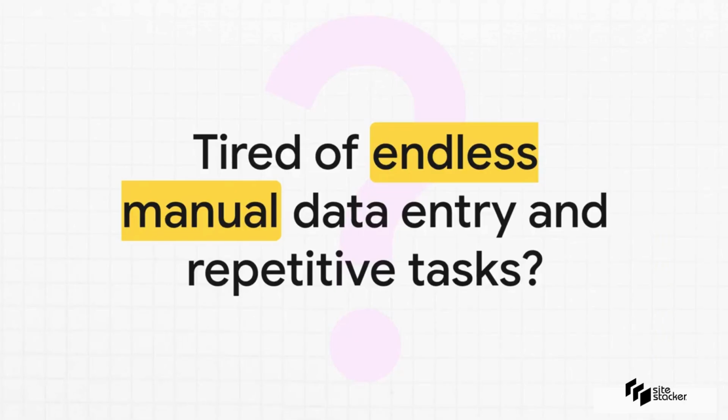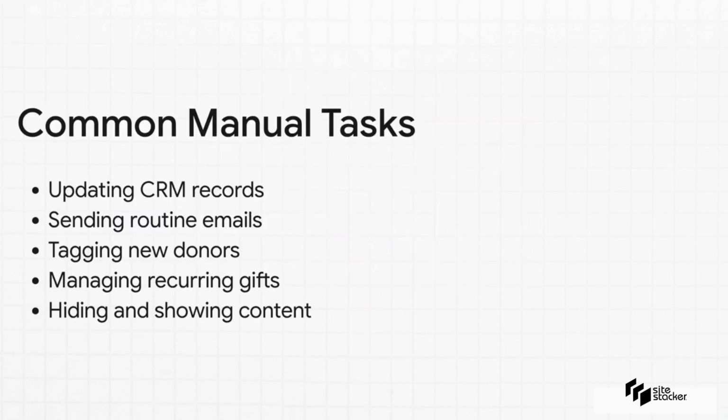You know the feeling, right? That daily grind of endless clicks, the same updates over and over. It's just a huge drain on your time and, let's be honest, your energy. Energy you could be putting into way more important things. I'm talking about all that little stuff that adds up. Manually updating a CRM record every single time someone donates, or sending out that same welcome email again, or even just hiding a profile on your website because it doesn't have a photo yet. These tasks are absolutely necessary, but they are the perfect things to hand over to an automation.